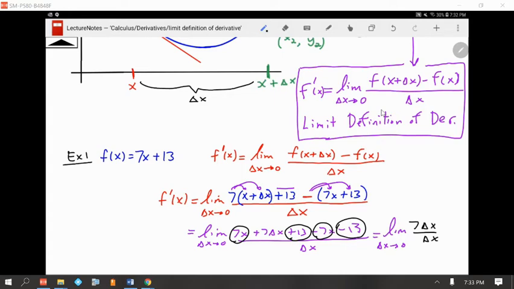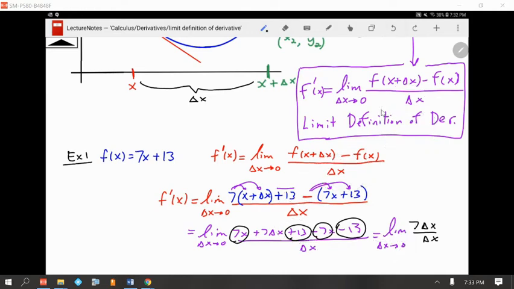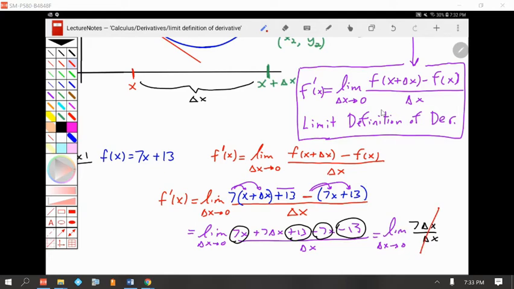Because I'm going to plug 0 in for delta x, and remember, this formula has a delta x in its denominator every time, and you can't plug 0 into the denominator, ever. So what will happen every time is the delta x's cancel out. Here, 7 delta x divided by delta x, the delta x's cancel out, or they simplify to 1. And what you're left with is just the limit as delta x approaches 0.